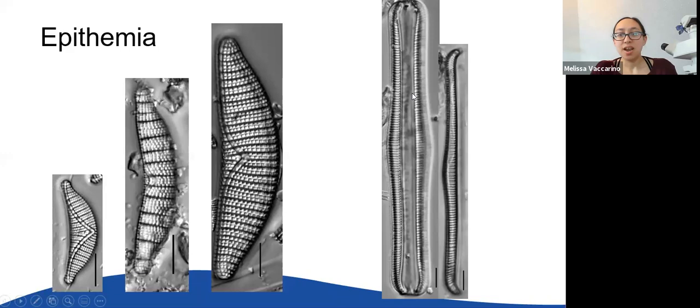And now these guys also have a wedge-shaped structure. So just like Amphora, you would see both valves on a complete diatom.